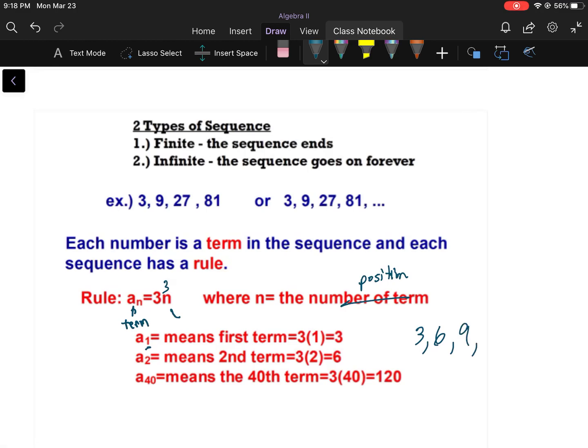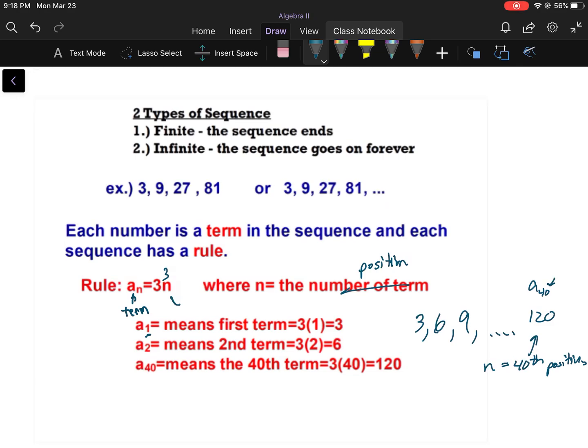So if I put in 40, 3 times 40, if I keep on going to the 40th position, that would be n equal to 40, I would see the number 120. So that a with that little 40, kind of in a built-in way, is telling me two things. It's telling me I want the term, but in that spot.